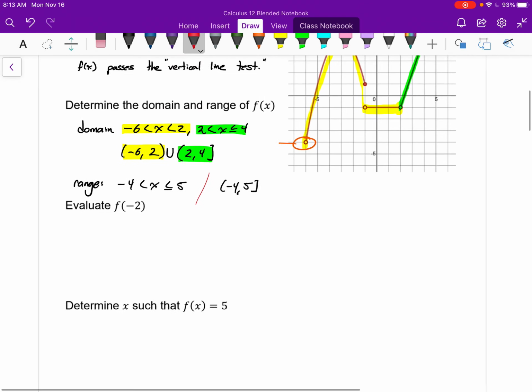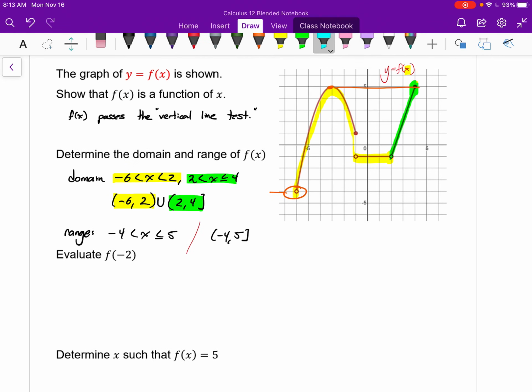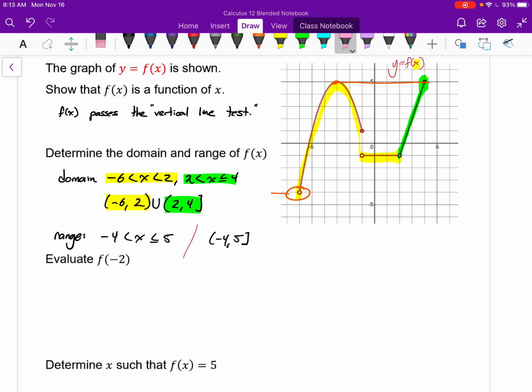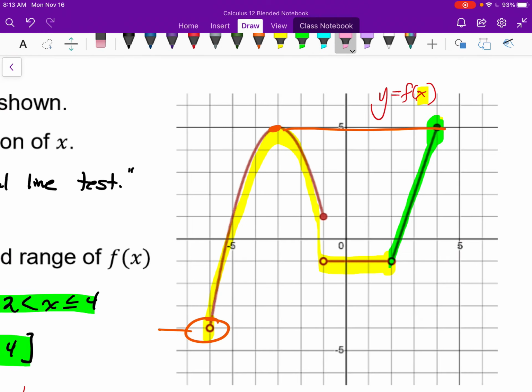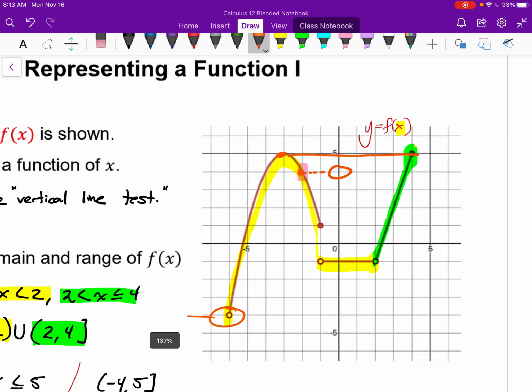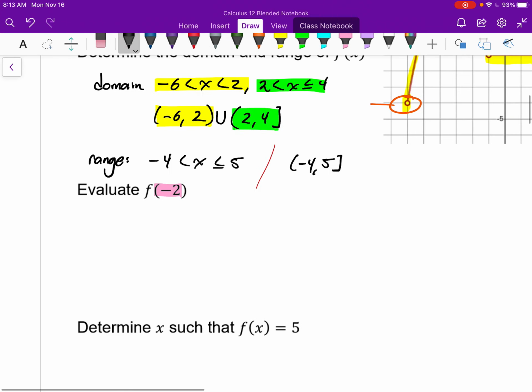Okay, evaluate f at -2. Well, that means I want to look at my equation and think about when the input is -2, what's the output? Well, sorry, I said look at my equation. If I had an equation, I could look at my equation, but I have a graph. So if I look at -2 on the input, that's right there. And so what's the output? 4. So f at -2 equals 4.